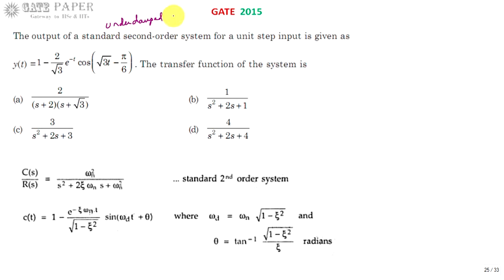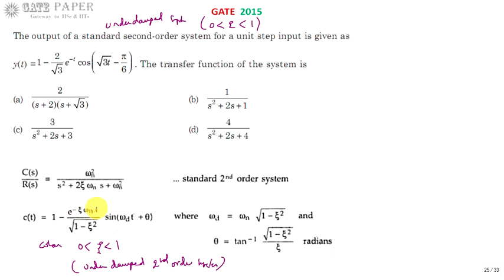Underdamped system means zeta value is in between 0 and 1. So this is the standard second order transfer function, and this is c of t, the response in time domain when zeta is between 0 and 1. We are considering it as an underdamped second order system. So this is 1 minus e power minus zeta omega n t by square root of 1 minus zeta square, into sin of omega d t plus theta, and you can write the sine in terms of cos by using 90 plus.